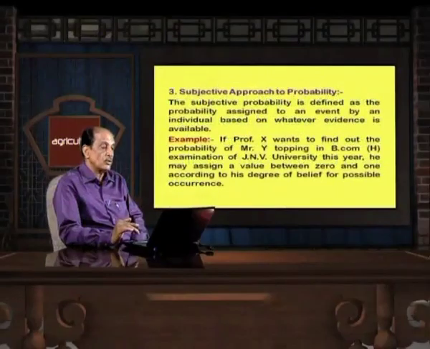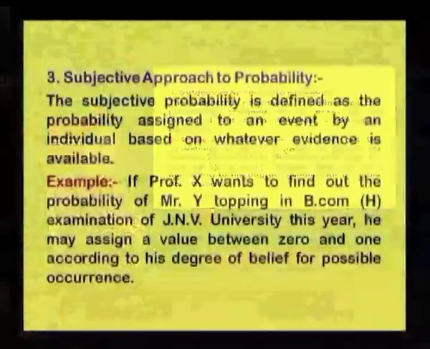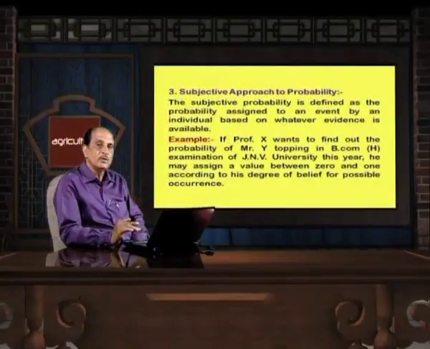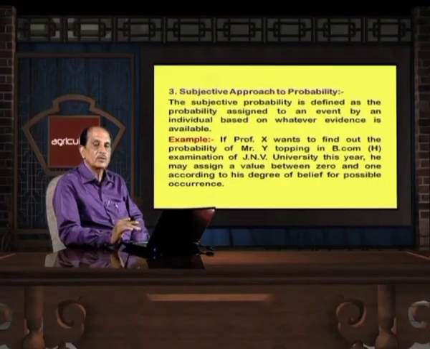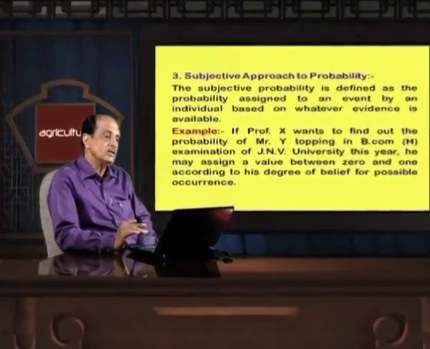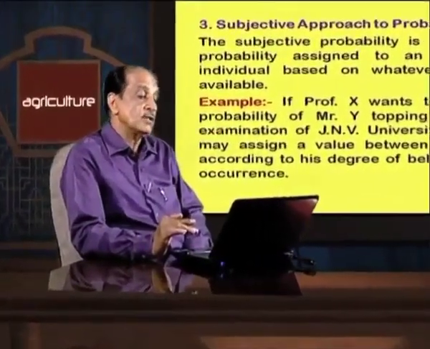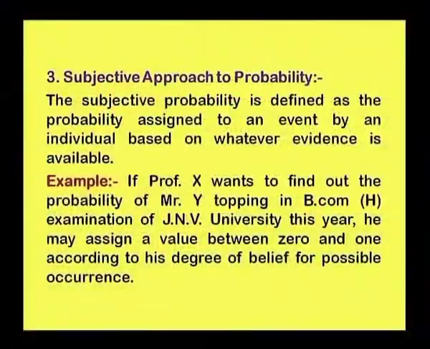And the third school of thought is the subjective approach to probability. Subjective probability is defined as the probability assigned to an event by an individual based on whatever evidence is available. Now, whenever we have to see the probability of occurrence of a particular event, we have to study very closely all the surrounding events and circumstances. On that basis, we can find out whether there is a possibility of occurrence of that particular event or not.